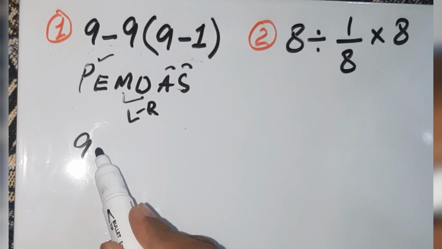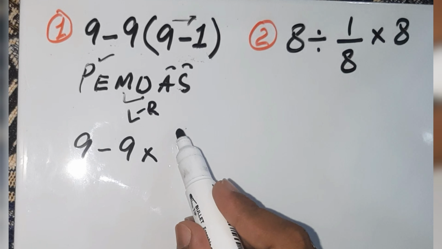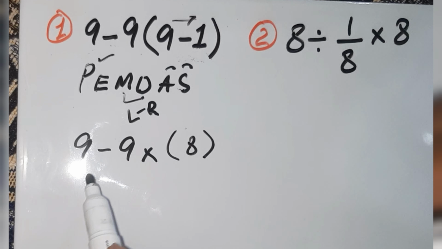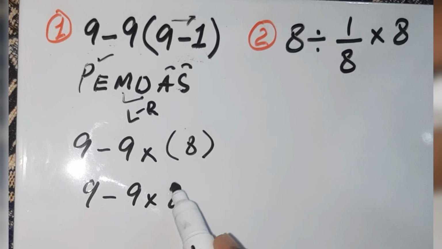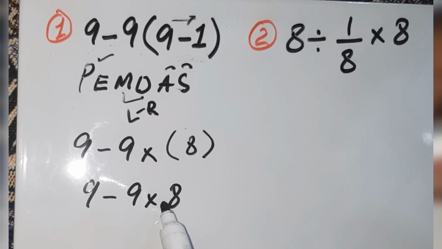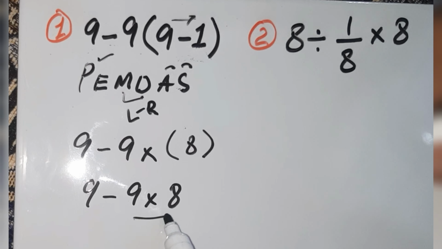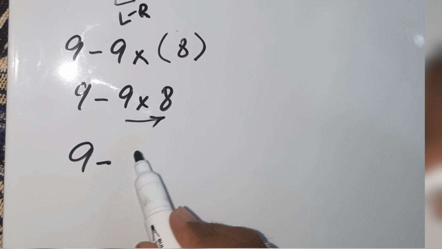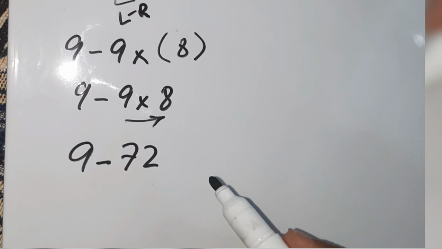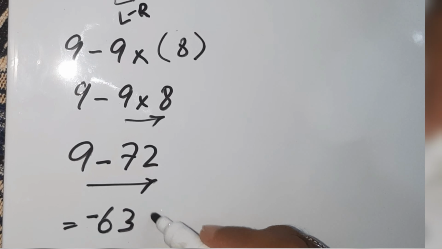Now 9 minus 9 times, here inside the parenthesis 9 minus 1 gives us 8. Then we write the expression like 9 minus 9 times 8. Now here are subtraction and multiplication. We know that multiplication has higher priority than subtraction. So first we do multiplication. 9 times 8 gives us 72. And then 9 minus 72 gives us minus 63. This is the right answer.